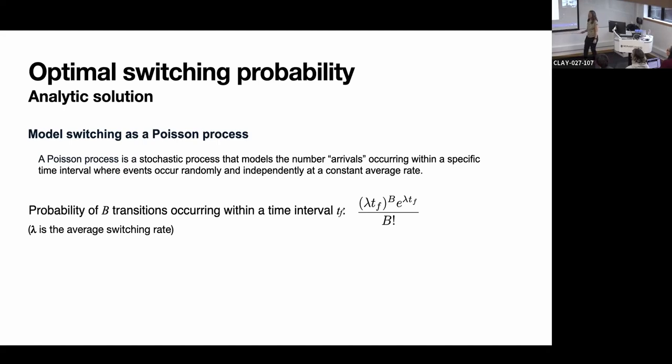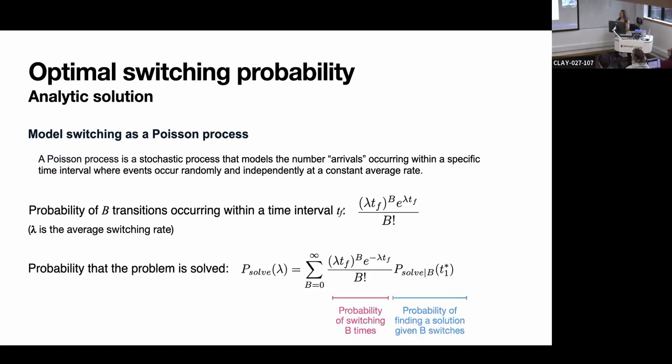That's the Poisson process. So now the probability of solving the problem is given by this. So here's the probability of solving the problem. I sum over all possible B's. This is the probability of switching B times, which came from the Poisson process. I have to multiply that by the probability of finding the solution given B switches. Okay, so this I know, this I have to find. All right, so let's find this.